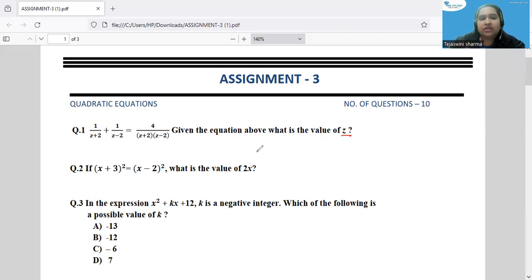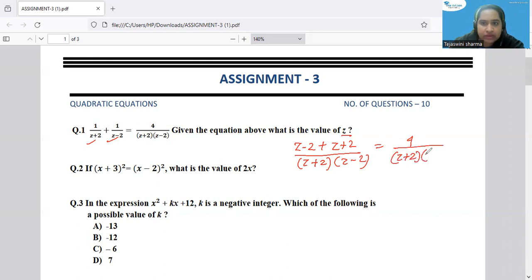For that, you have to make the denominators on both sides of the equation equal. So when you take the common multiple for these two denominators, you will have z negative 2 plus z positive 2 over the product of these two factors. And on the other side, you will write the same thing. So you can see that the denominator on both sides is equal, so the numerator will also be equal.